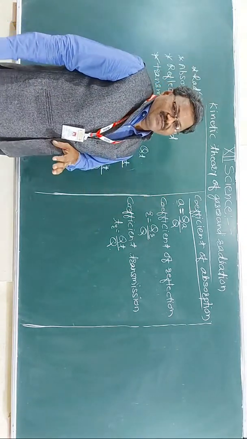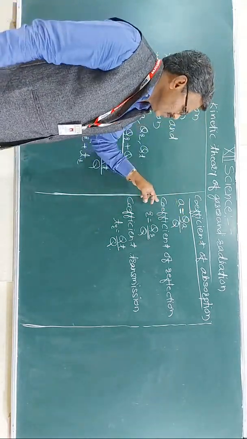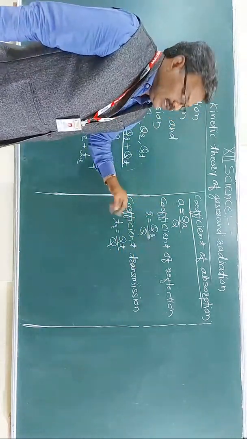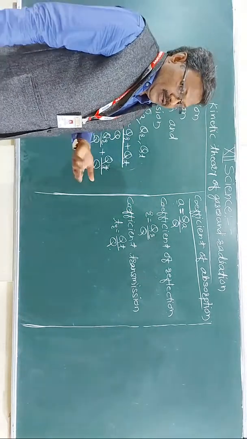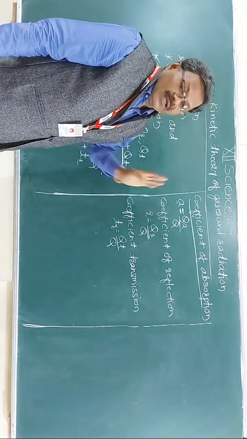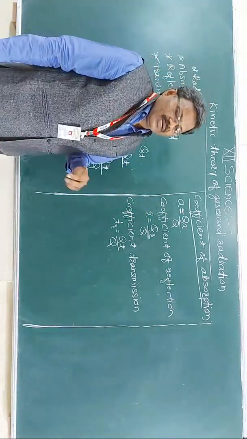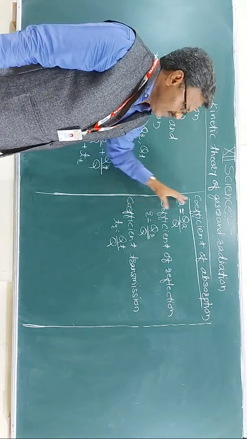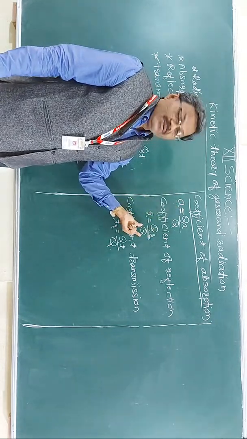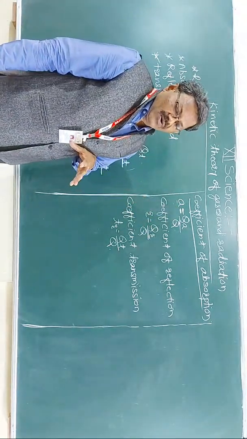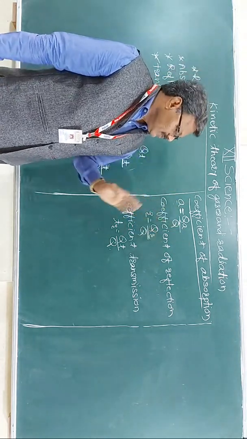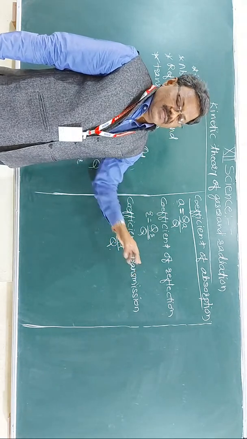Thus, there are three definitions: coefficient of absorption, coefficient of reflection, and coefficient of transmission. These are related to the thermal energy which is absorbed, transmitted, and reflected by the body. From this quantity we can define this quantity. We are taking the ratio of this quantity with the total radiant energy incident on it.